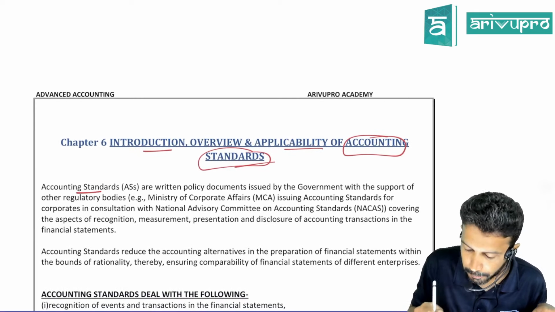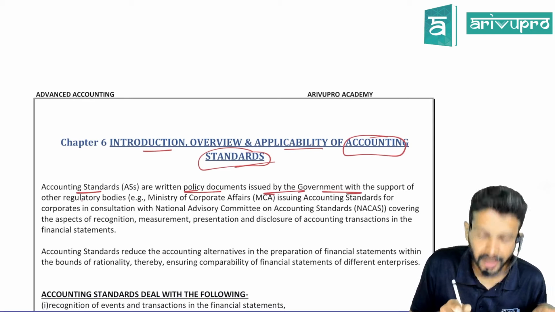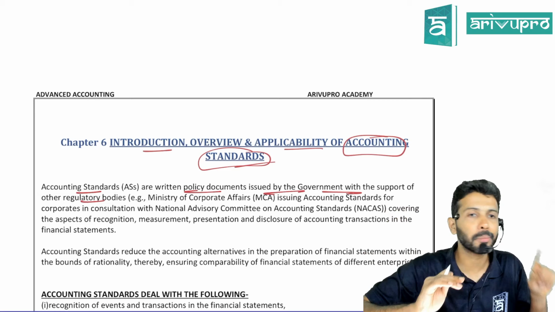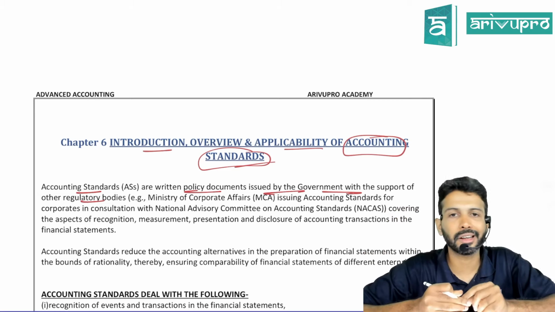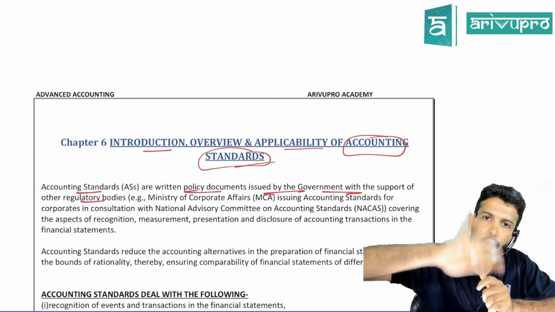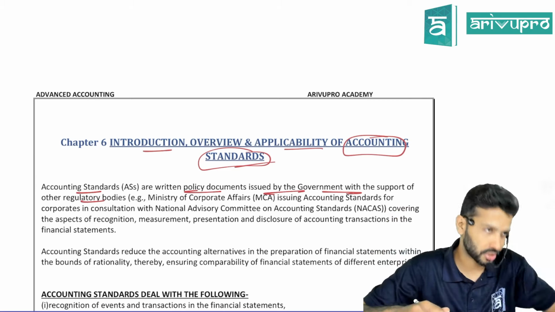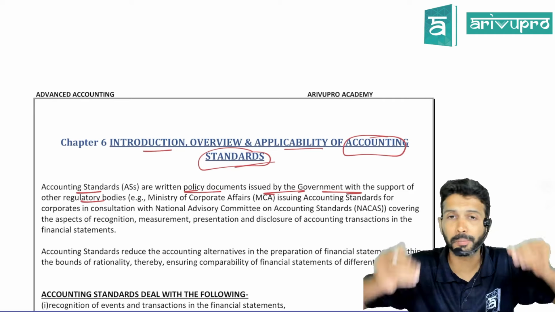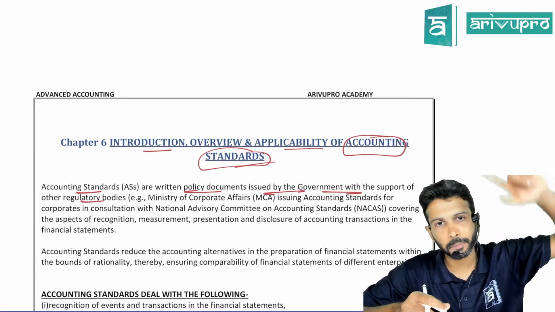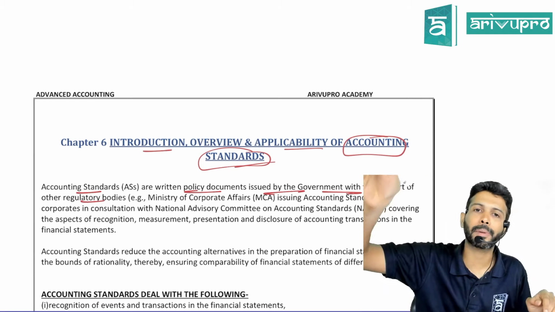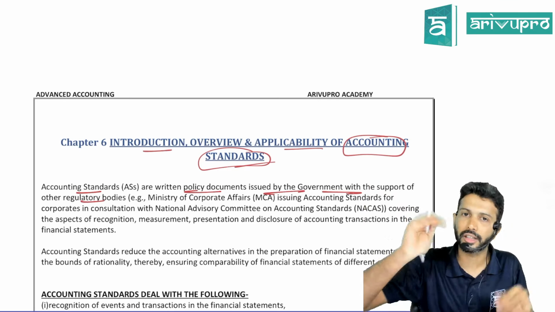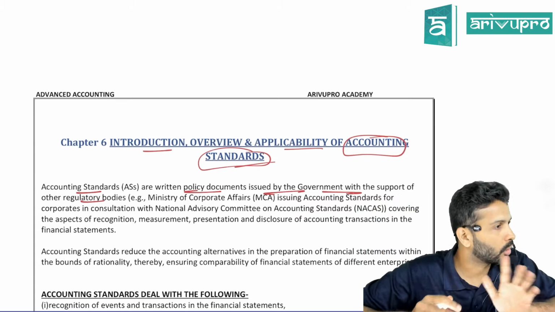Accounting standards are basically policy documents issued by the government. So accounting standards are published documents. It's a gazetted document, so it is published by the government. Normally for corporate entities, MCA, Ministry of Corporate Affairs, they publish this. For non-corporate entities, ICAI publishes it. For corporate entities, publishing this accounting standard is whose headache? MCA, Ministry of Corporate Affairs, their headache. For non-corporate entities like sole proprietors, partnership firms, etc., ICAI has taken the responsibility of releasing the accounting standards.